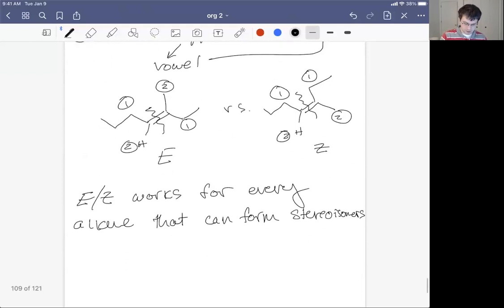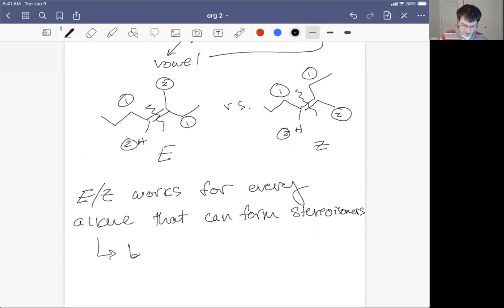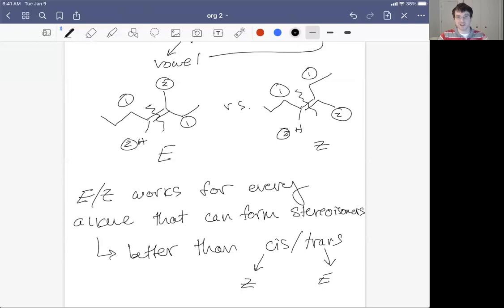Every alkene that can form stereoisomers. And what this means is that E/Z is better than cis or trans. Really, all cis alkenes are just Z, and all trans alkenes are just E, but it doesn't go the other way. Not all Z alkenes are cis, and not all E alkenes are trans. So E or Z is definitely the approach to go with as you're looking at classifying alkene stereoisomers.